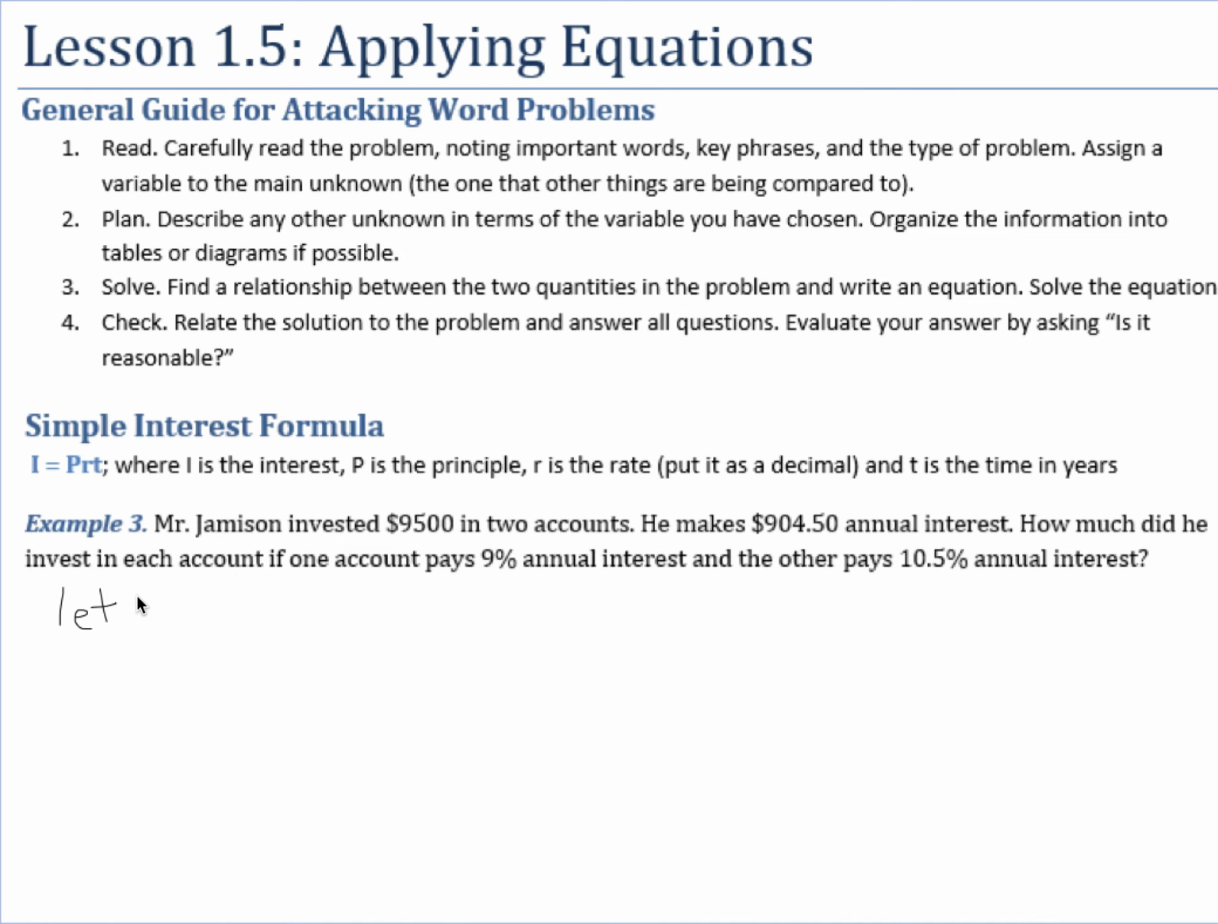So we're going to put let X equal the amount invested. How much did he invest in each account? So this is what I want to know. Amount invested. And we can just pick one. So invested, we'll pick the first one, invested at 9%. Sorry, that all looks like one word. So X is the amount invested at 9%.